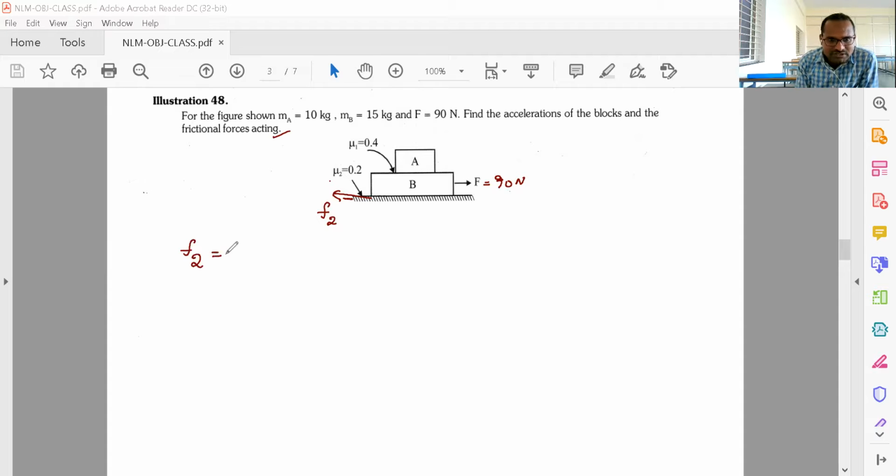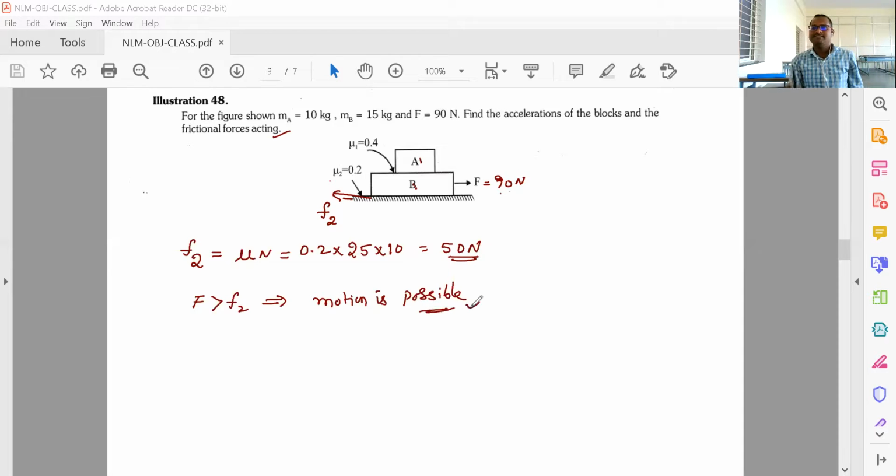Opposing frictional force is nothing but mu into normal reaction, and mu is given as 0.2. Normal reaction is for both the blocks, mass 10 kg plus 15 kg is 25 kg, into acceleration due to gravity. So it is 25 into 0.2 into 10, which is 50 Newton. So the frictional force is 50 Newton, but the applied force is 90 Newton. The applied force is greater than the frictional force, so motion is possible.